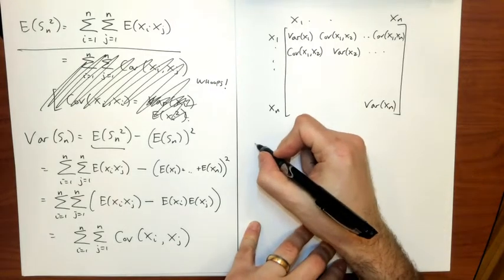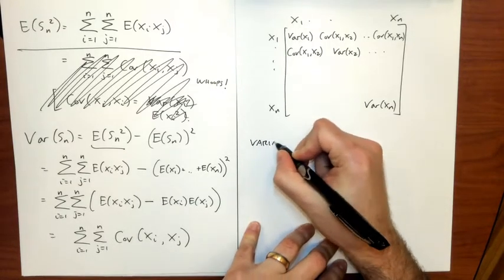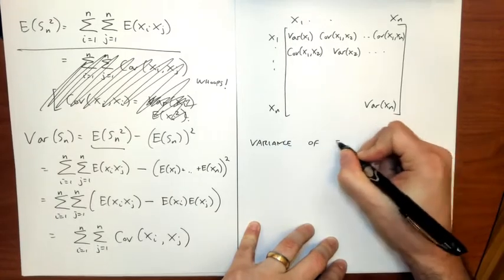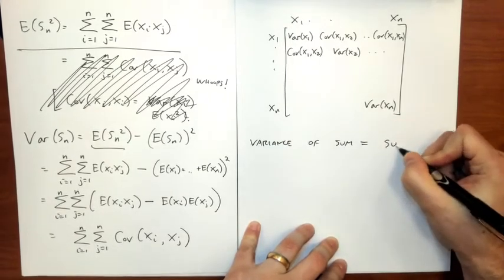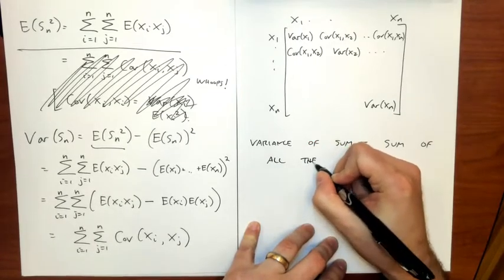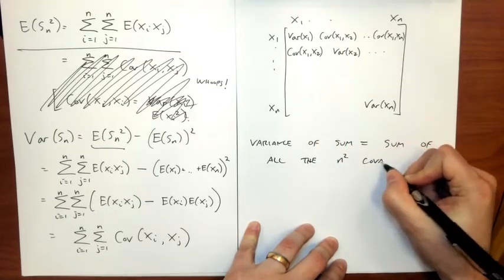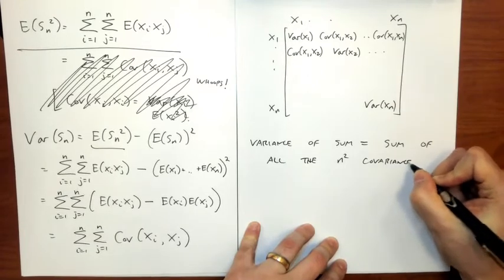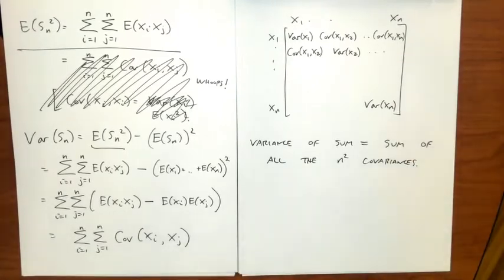So let me just write that again. The variance of the sum is equal to the sum of all the n squared covariances. Okay? So let me pause and ask questions about how I got to this.